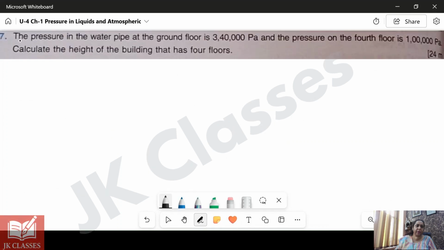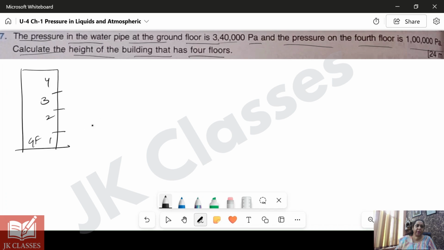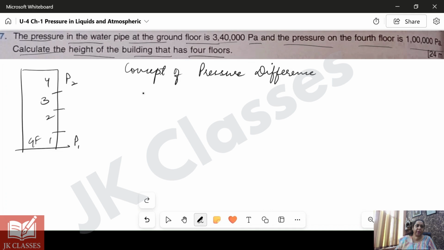Seventh question is, the pressure in the water pipe at ground floor is 3,40,000 Pascal and the pressure on the fourth floor is 1 lakh Pascal. Calculate the height of the building that has 4 floors. Let's take the pressure in the water pipe as P1 at the ground floor and P2 at the fourth floor. In this question, we will use the concept of pressure difference given as delta P.